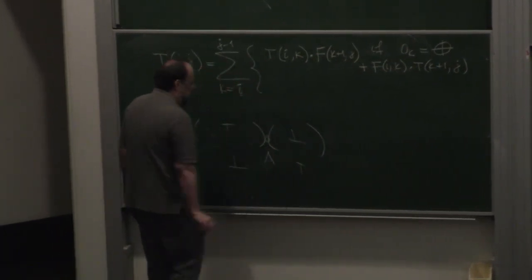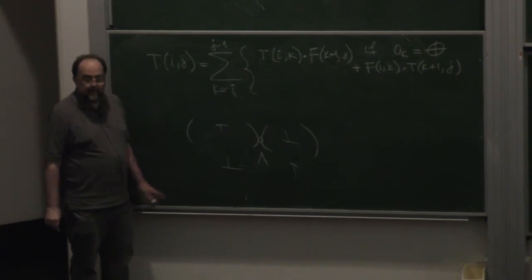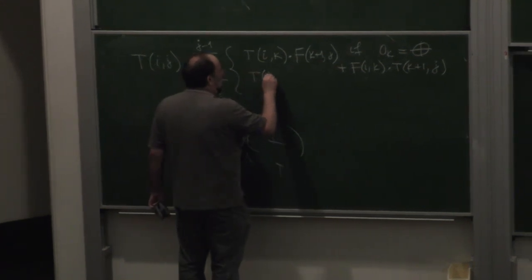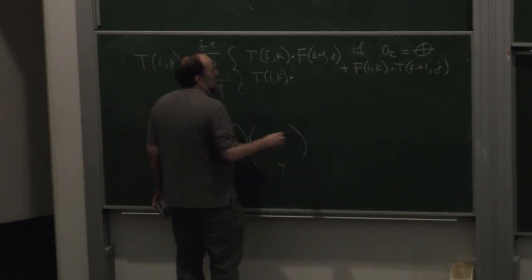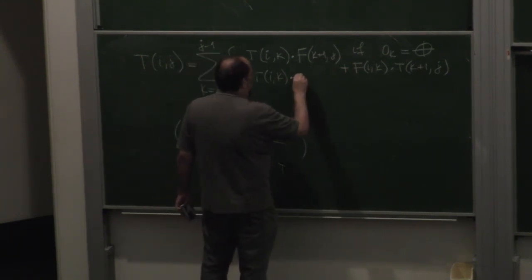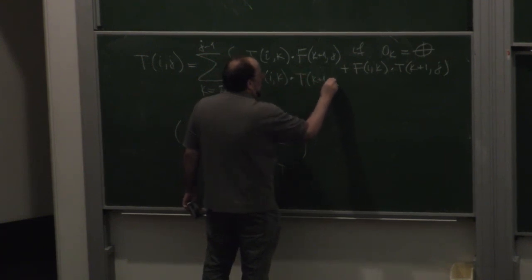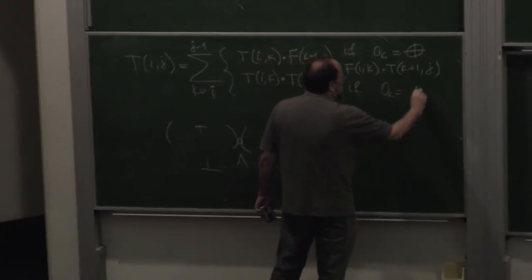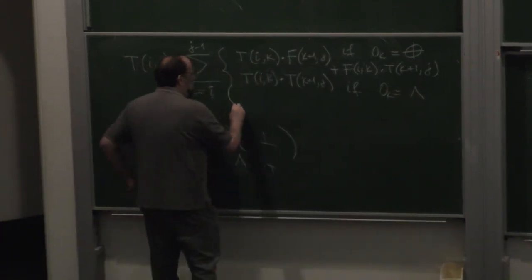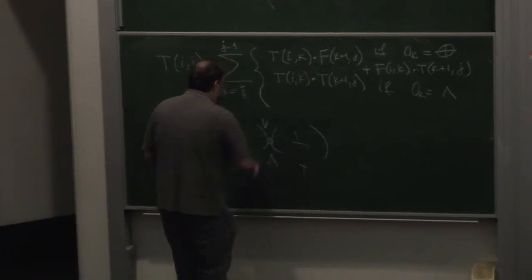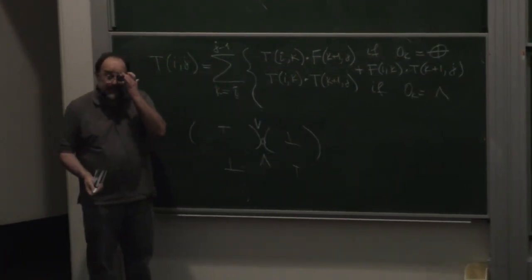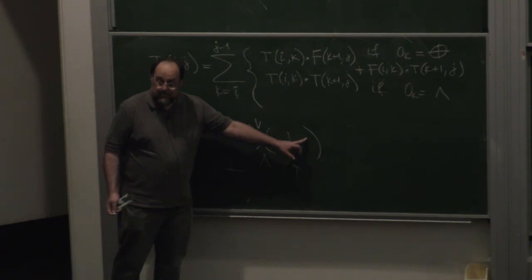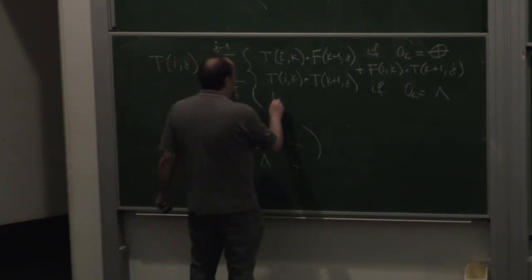What if this is a conjunction? When will it be true? If both are true, so it will be the ways to make this true times the ways to make this true, if operation K is a conjunction. What happens if the operation is disjunction? When will this be true? This is true, and then whatever we choose here, right? So this will be T.